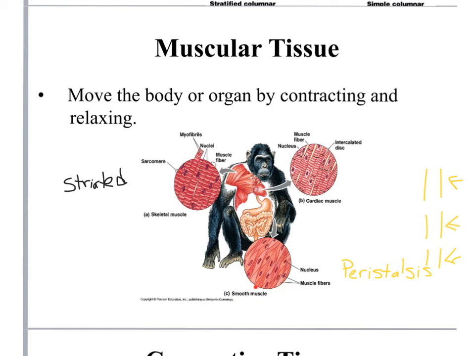The other really interesting thing about smooth muscle is it is innervated by the autonomic nervous system, which means that the body automatically controls the smooth muscle without any conscious thought about it, whereas our skeletal muscle is controlled by our somatic nervous system. The heart is also controlled by the autonomic nervous system.